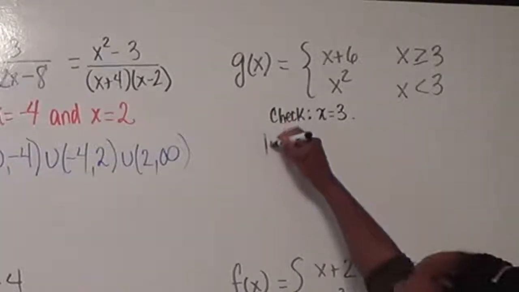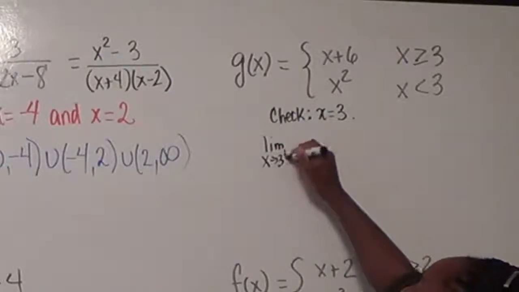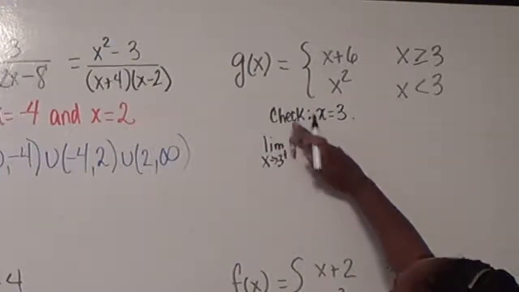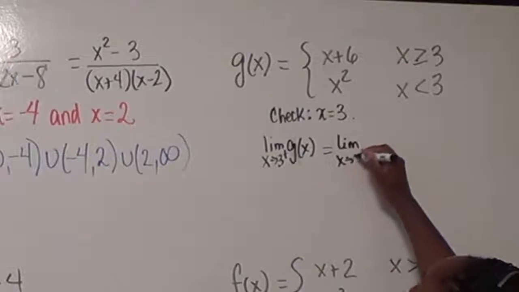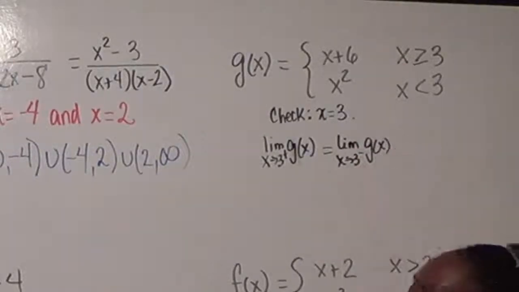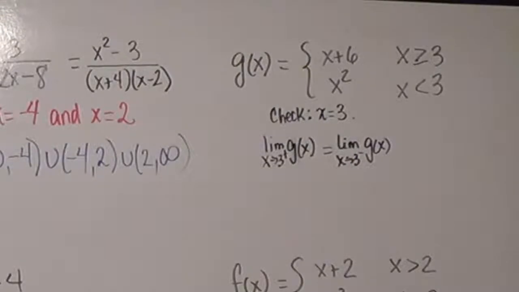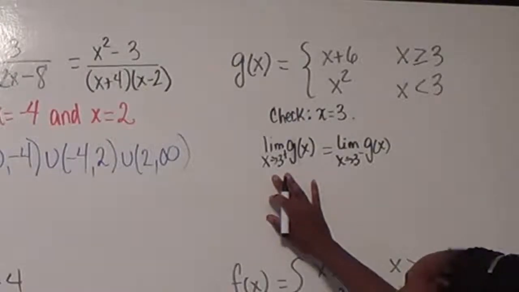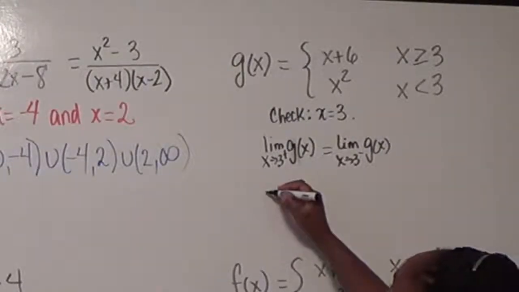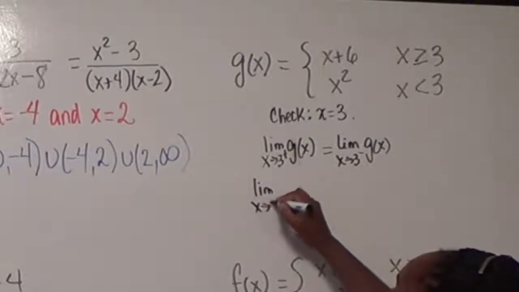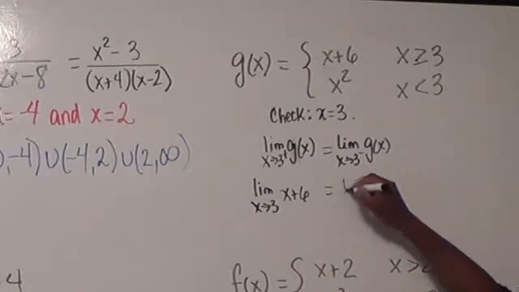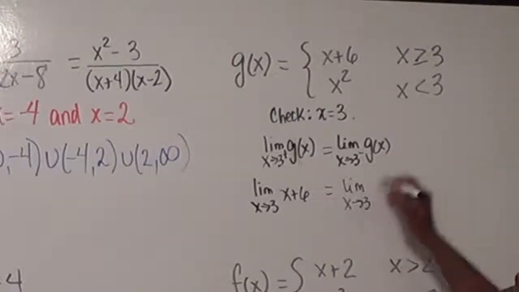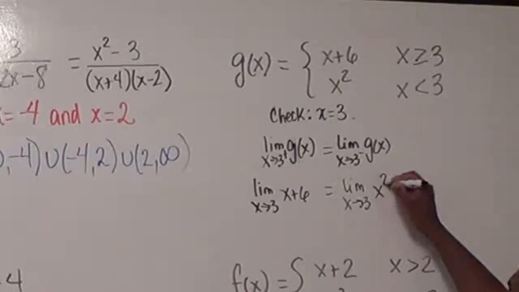So again, we need to check, does the limit as x goes to 3 from the positive side of our function equal the limit as x goes to 3 from the negative side of our function? Okay. So here, I'm just going to look at each of these limits. The limit as x goes to 3 from the positive side means I'm coming in from the greater side of that. So limit as x goes to 3, I'll use the positive side, so x plus 6. And over here, the limit as x goes to 3 of the negative side, which is an x squared.